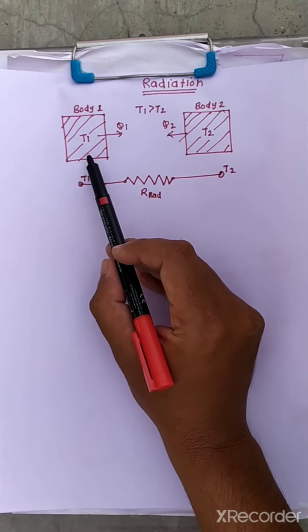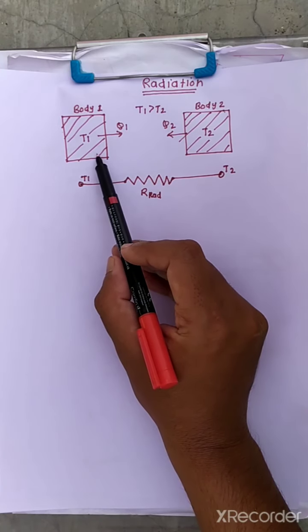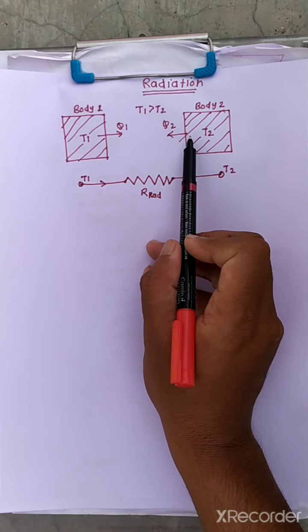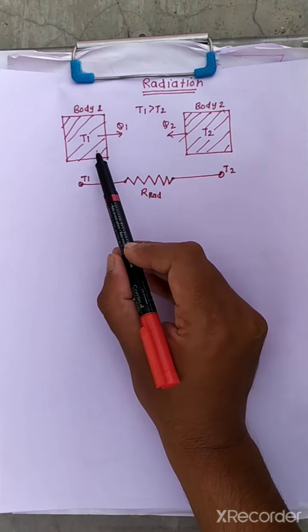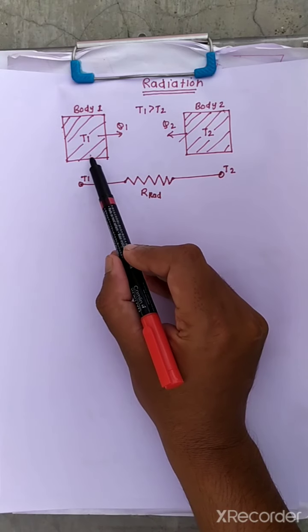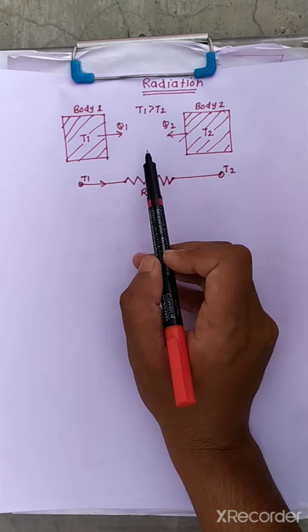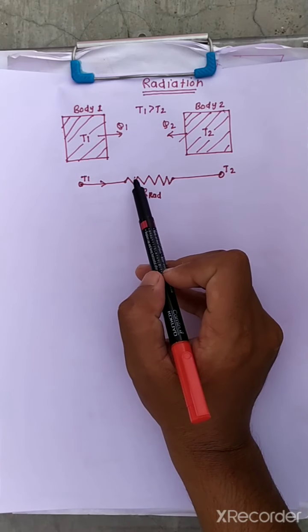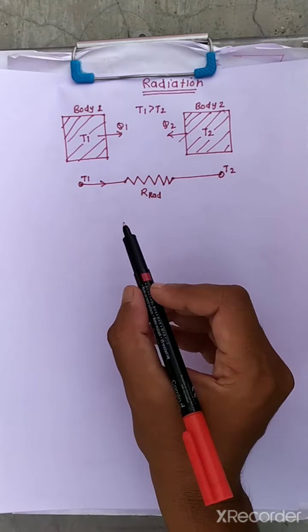If two bodies are at different temperatures, the hotter body sends radiation to the colder body and the colder body sends radiation to the hotter body. As a result, the hot body gets cooled and the cold body gets heated. The intensity of radiation emitted by a body depends on the nature of the body and its temperature.